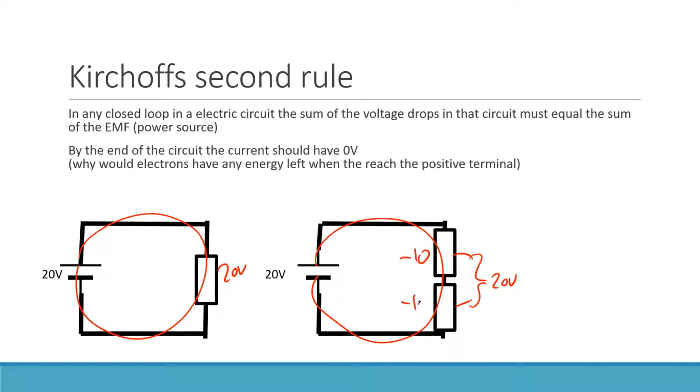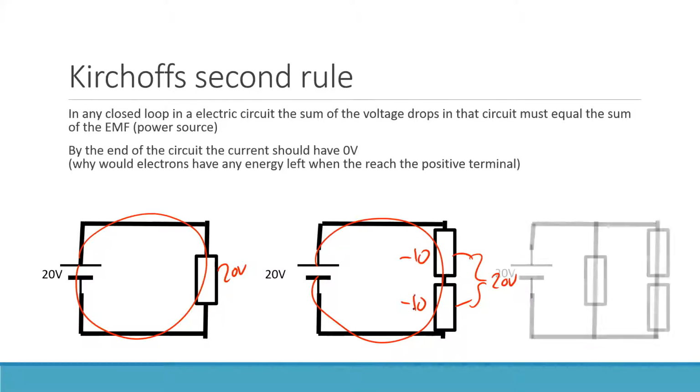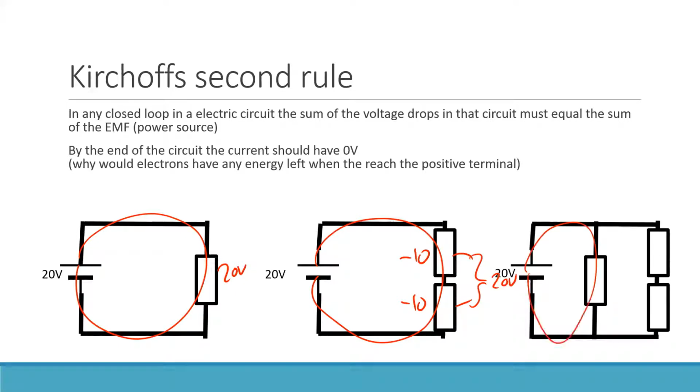So it's going to be 10. That's going to be 10. In this one, we've got one closed loop, two closed loops. So this closed loop is going to be minus 20. This one's going to be minus 20. Shared amongst each of those is minus 10. The reason that I know that it's the same voltage for both of those is because they're the same size resistor.